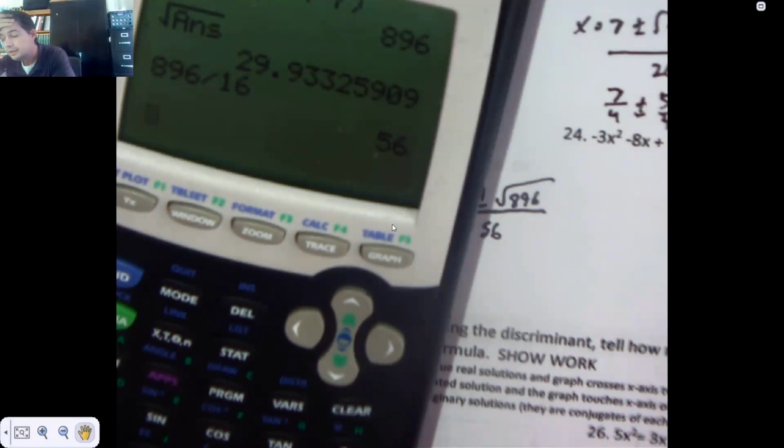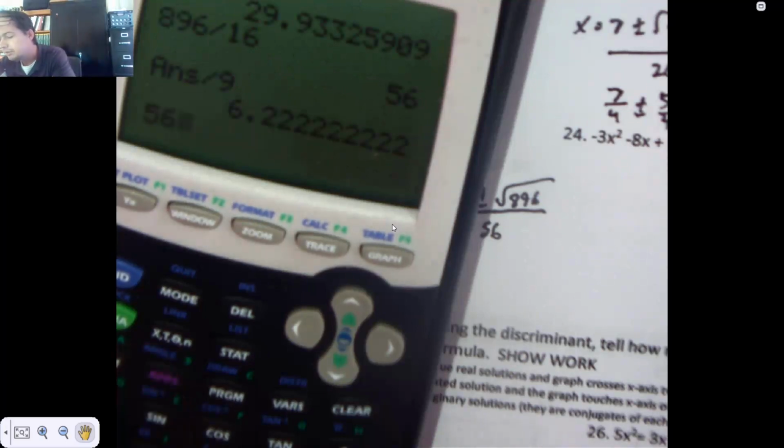Factors of 56, however, 9, right? No, not 9. What's wrong with me? 56 is divisible by 4. So it turns out that 16 times 4 times 14 is 896. And it turns out that 16 times 4 is 64. So I'm going to reduce this thing down to 64 root 14.